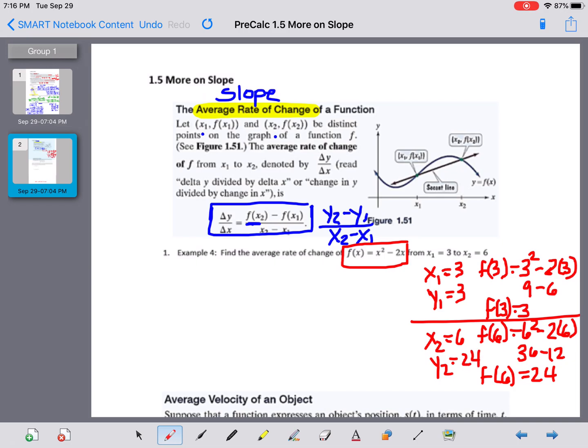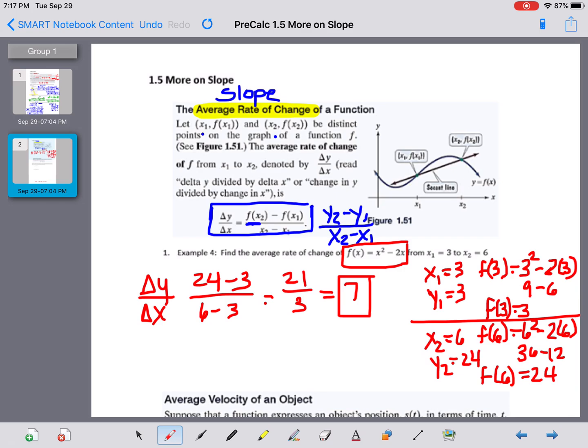Okay? So when I think about change in y over change in x, that's what they call delta y over delta x. We just found our y's, right? We're going to do 24 minus 3 over 6 minus 3. 24 minus 3 is 21. 6 minus 3 is 3. We divide that, we get 7. The average rate of change there is just 7.